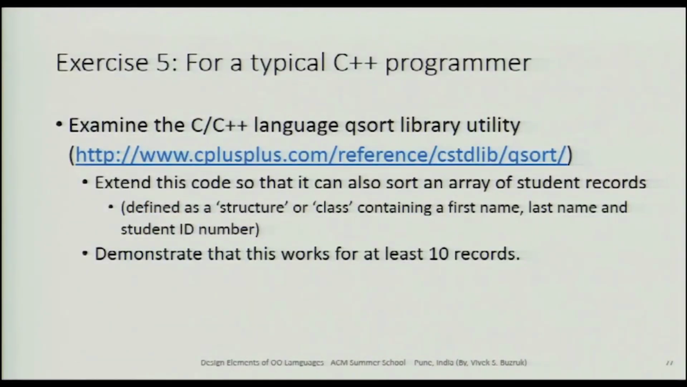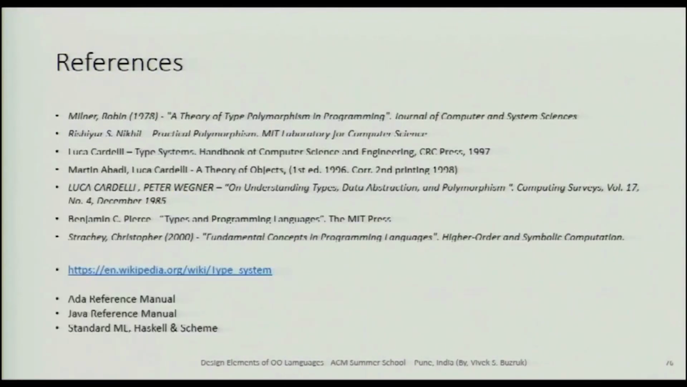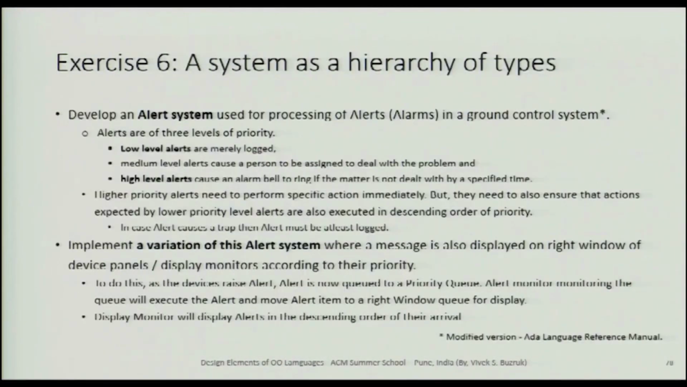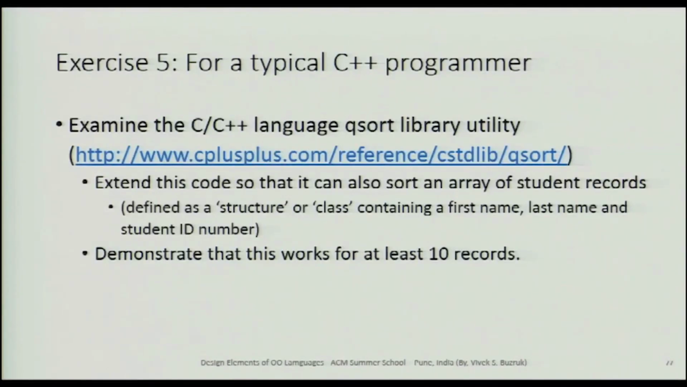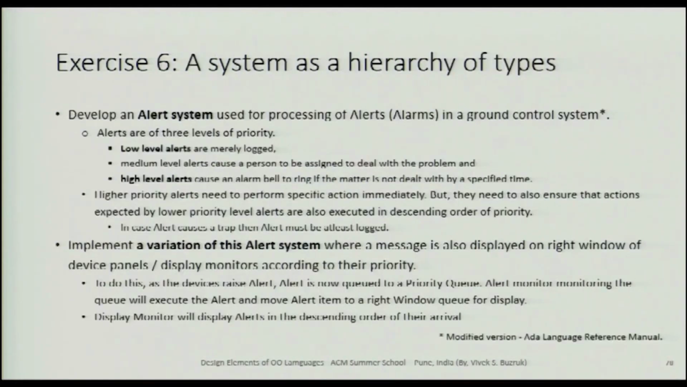I have already mentioned a few examples, maybe I will give more. For example, some of you are C++ programmers. I will send across the PDF to somebody, and you can use all of them. These examples are extracted from that PDF. So, examine the C++ language QSORT library, which is there in the C standard library, and implement it for an array of student records, where you define the student as first name, last name, etc. This is exercise 1.